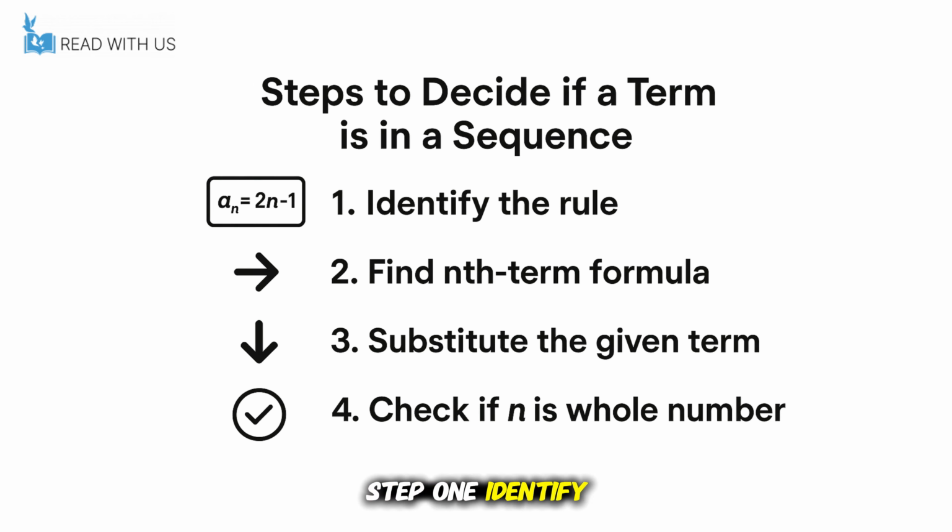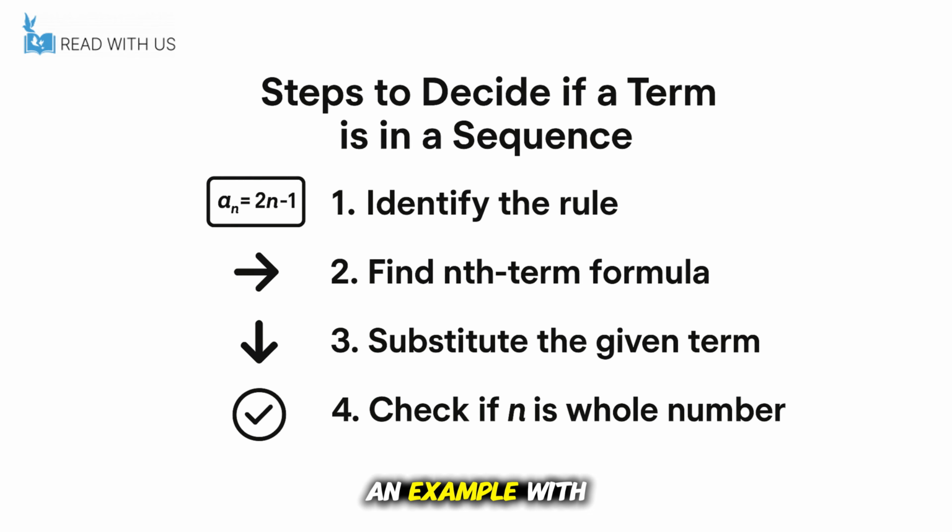Step 1. Identify the rule of the sequence. Step 2. Write down the nth term formula for the sequence. Step 3. Substitute the given term into the formula and see if it produces a whole number for n. If it does, then the term is part of the sequence. If not, then it isn't.